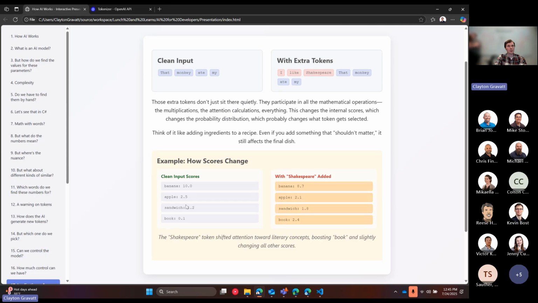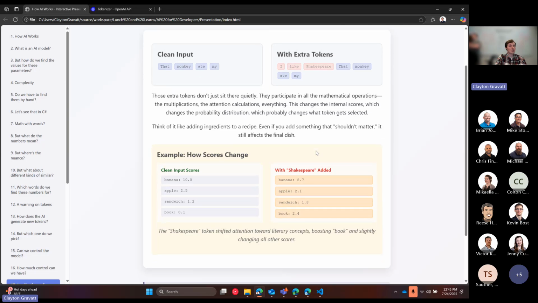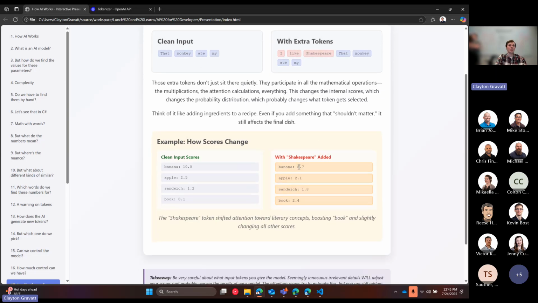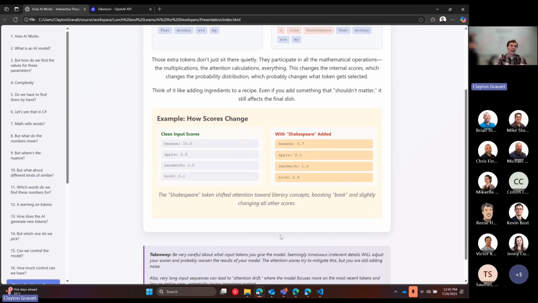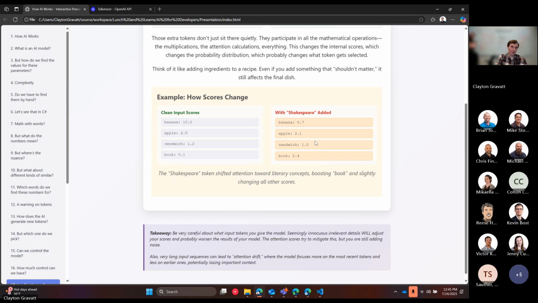So if we look at our scores between these two examples, these are hypothetical made up, in our very clean input that doesn't have that extra noise of I like Shakespeare, our banana has a very high score and book has a very low score. But by adding Shakespeare, our token has shifted its attention a little bit towards these literary concepts, so book is slightly higher, banana is slightly lower. This stuff that doesn't feel relevant is still introducing noise. And while sure, maybe most of the time it'll pick banana here, we've decreased the likelihood that it'll pick banana, where banana is the token that we want. Adding noise affects this probability distribution, even if it seems like an innocuous, irrelevant detail.